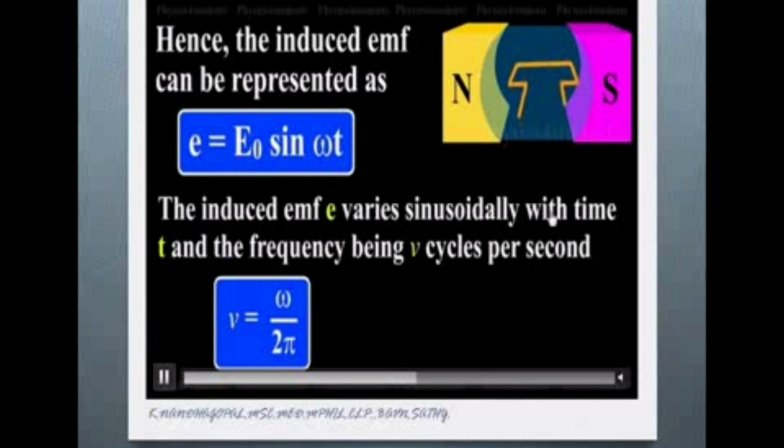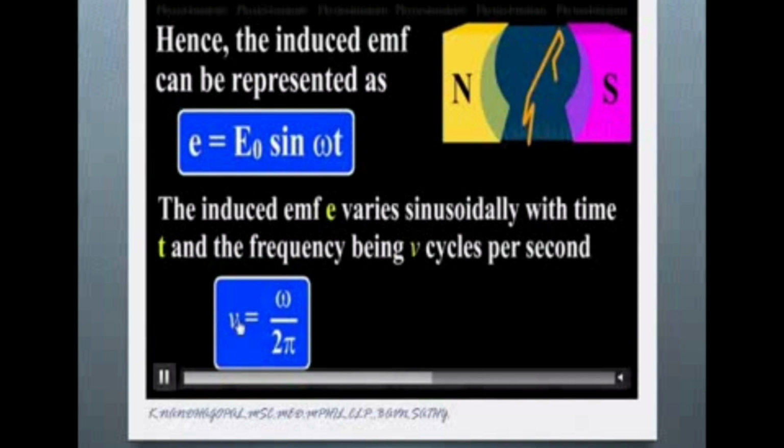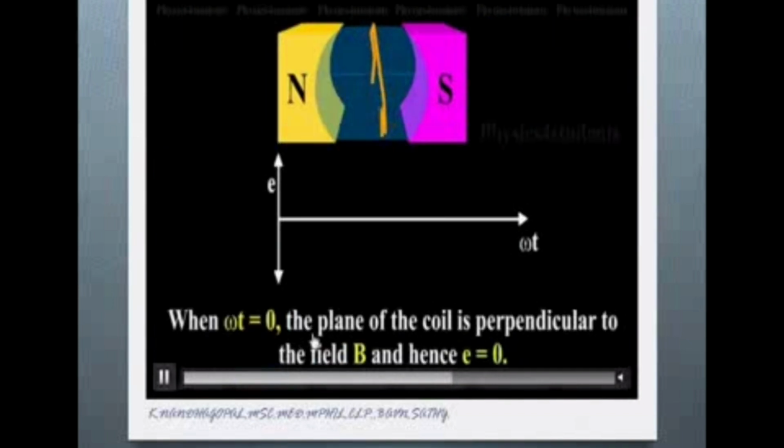So the induced EMF wave is sinusoidal. A sinusoidal wave means it is a sine wave, as you know, with time t, and the frequency equals angular velocity by total displacement, that is, omega divided by 2 pi. Now you can see that when omega t equals 0, the plane of the coil is perpendicular to the field. Perpendicular to the field means that the induced EMF is 0.